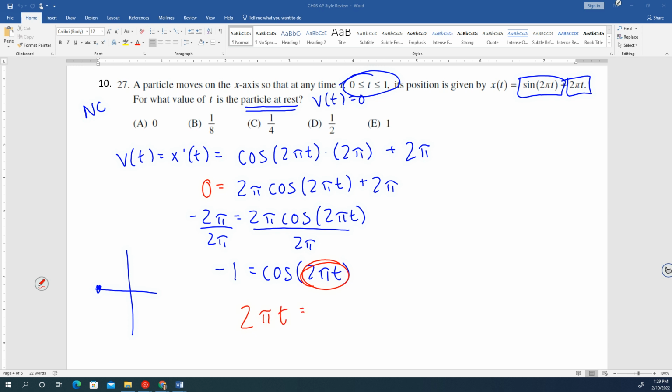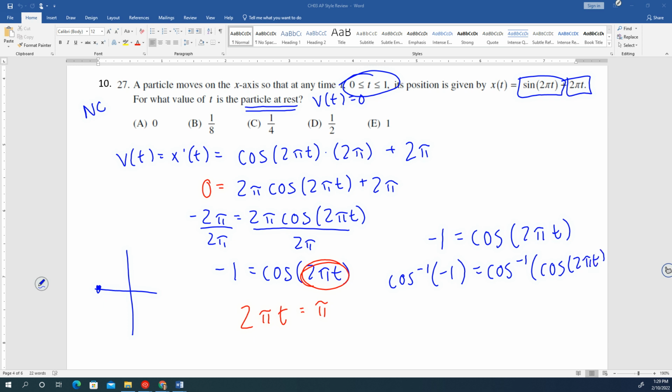So I want to figure out when this would be pi. Or another way you could algebraically solve this, guys, I'm not quite sure how you learned how to solve the trig equations. Sometimes they're different. You could take the inverse cosine of both sides. I don't know if this looks familiar to you. Because the inverse cosine of -1 is pi. And this gets rid of taking the cosine. So you get to the same spot. That's kind of how you algebraically do it.